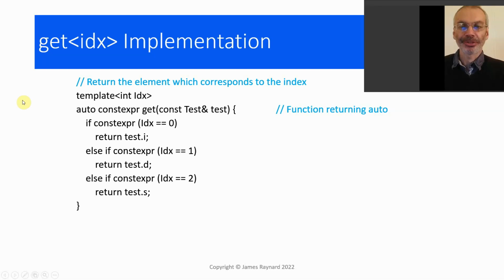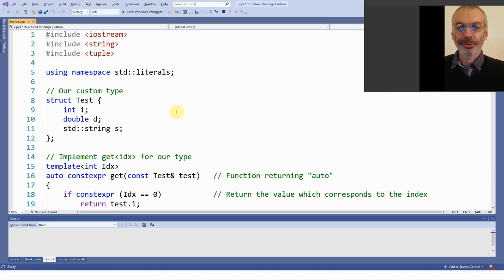So here is our implementation of the get function. It has the index as the value parameter. The return type is auto to be deduced. We make this constexpr, so it'll be available at compile time. We take the object by reference as the argument, and then we use if constexpr to do the branching. So that'll return the appropriate member for the index value. So let's try that out.